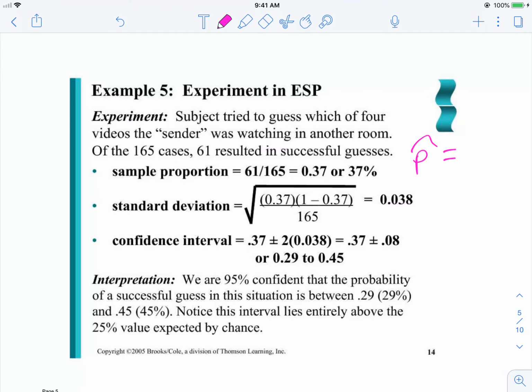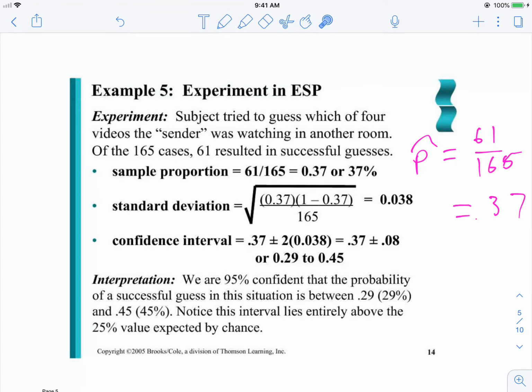So our p-hat calculation, 61 divided by 165, gives us our sample proportion of 0.37, 37%. Standard deviation, you can see that calculation, 0.37 times the complement, divided by 165, take the square root. There's our standard deviation, multiplied by 2 to create our confidence interval, 0.37 plus or minus 0.08. We are 95% confident that the probability of a successful guess in this situation would be between 29 and 45%.